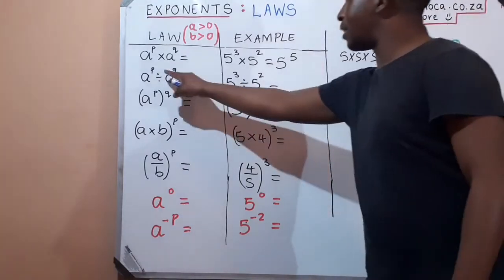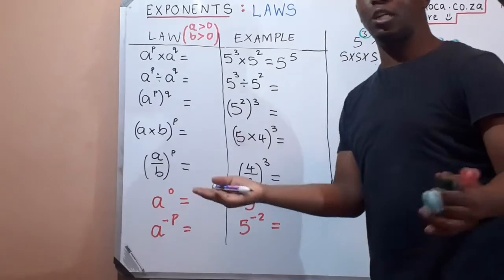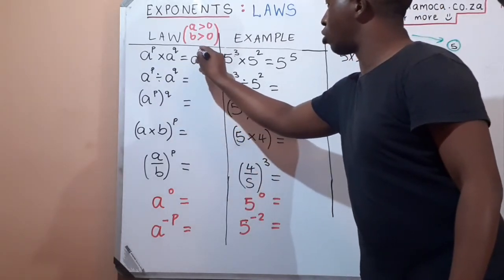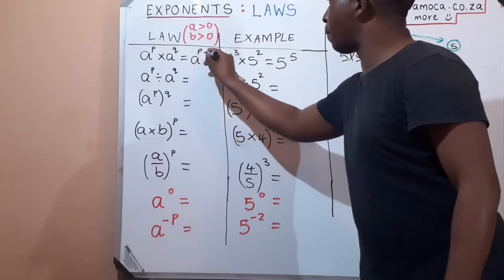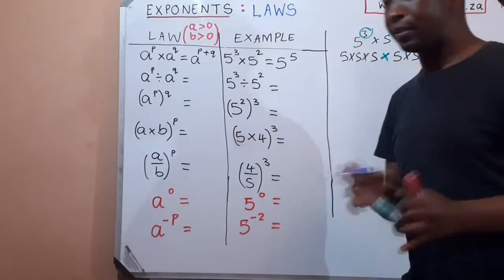So in general, we can say when you're multiplying same bases with different exponents, what you need to do is just rewrite the base and add your exponents. So this is going to be a to the power of p plus q. That's the first law, of multiplying same bases.